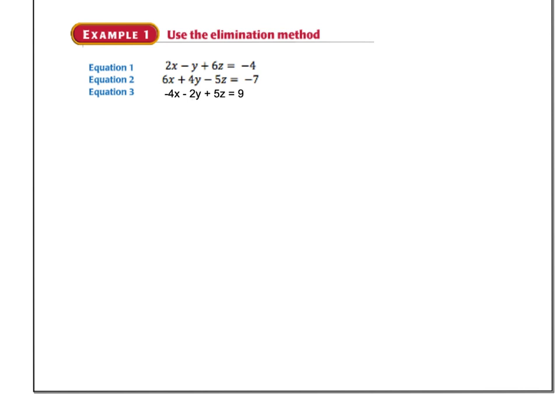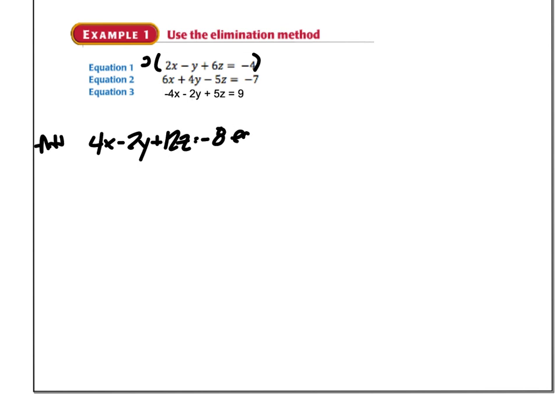So I start off and I make sure I'm always notating what I'm doing because you can confuse yourself here. And this is for your notes as well. So I am going to add equation 1 and equation 3 after I multiply equation 1 times 2. And my new equation 1 then, or when I redo it, is 4x minus 2y plus 12z equals negative 8. Don't forget that last one.